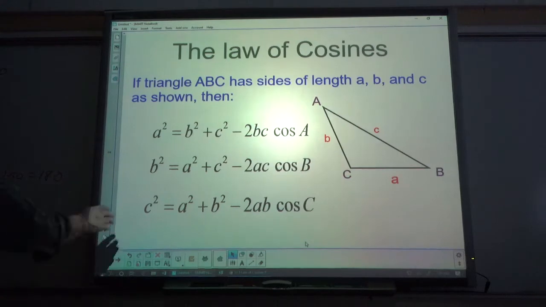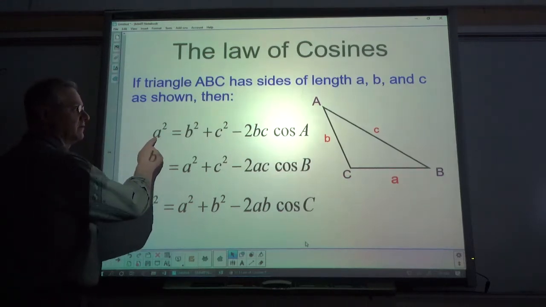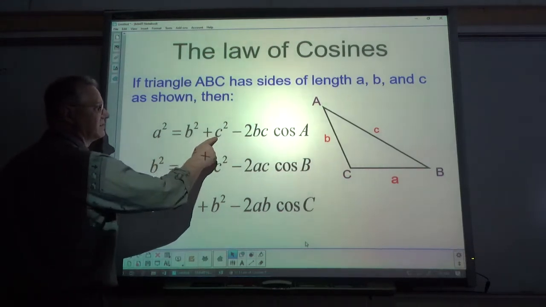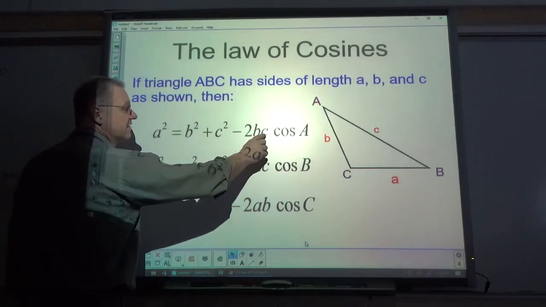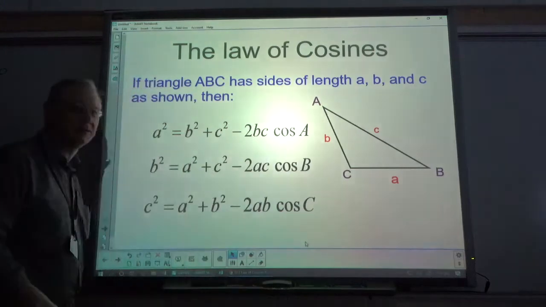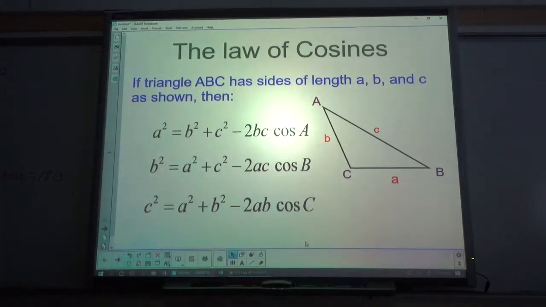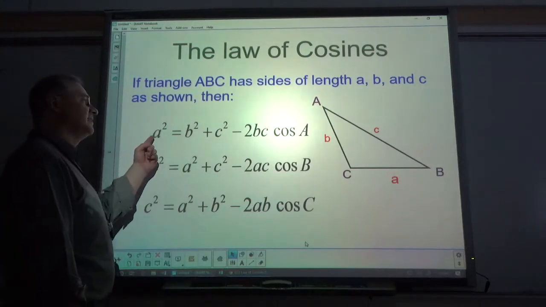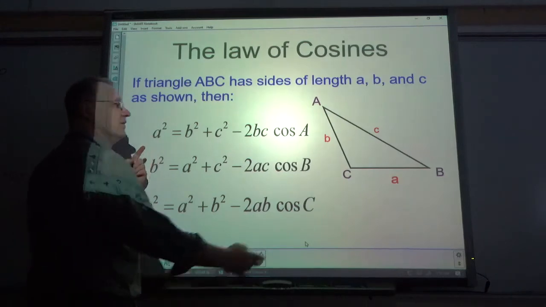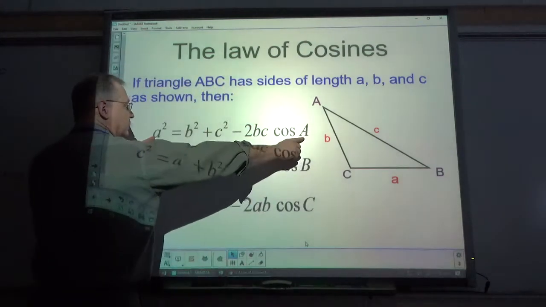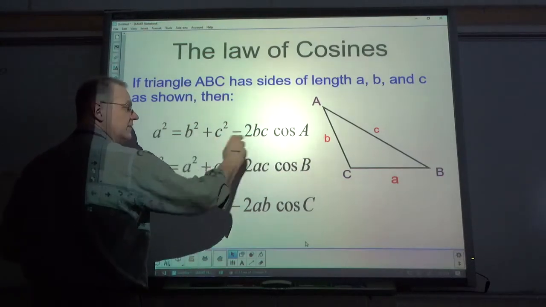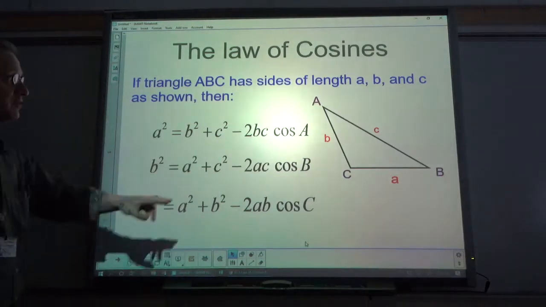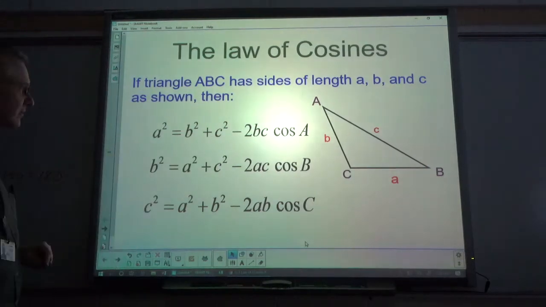Side a squared equals side b squared plus side c squared minus 2 times side b, side c, cosine of angle A. Please notice that whatever side you have here, the angle across from that side is what you're working with the cosine of. The other two sides are here and here. Don't forget the 2. Almost did that earlier.